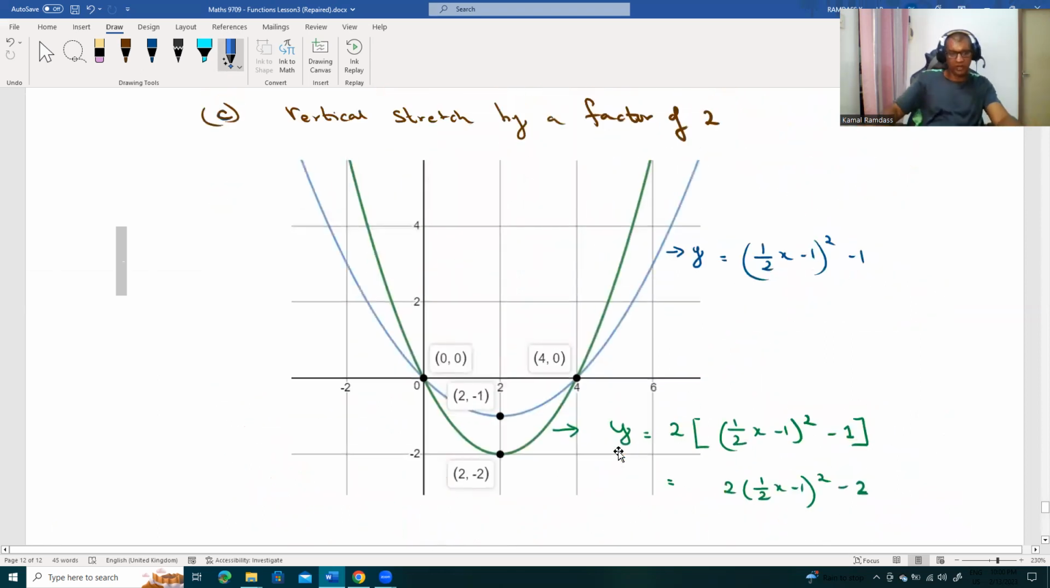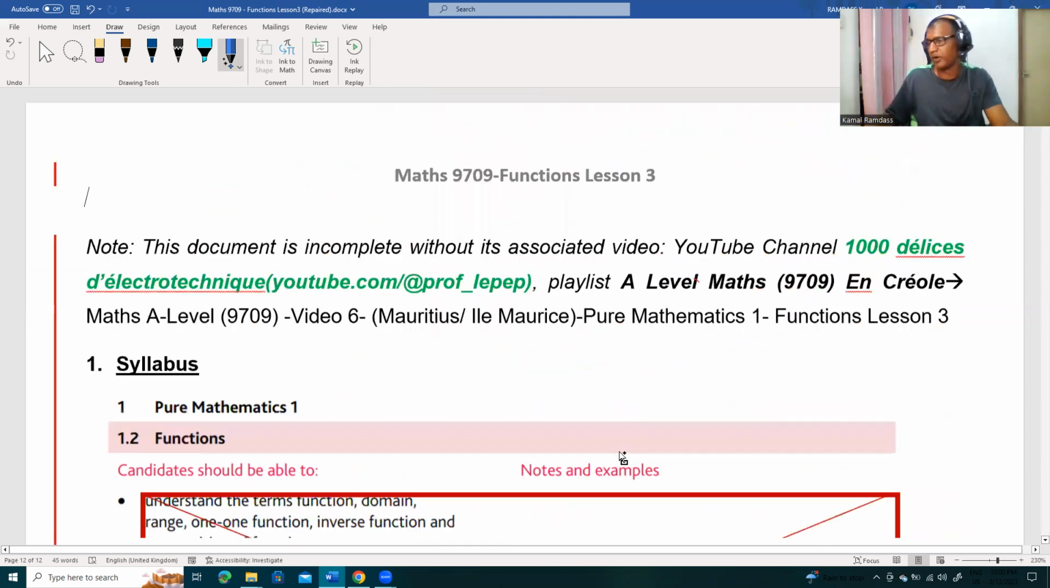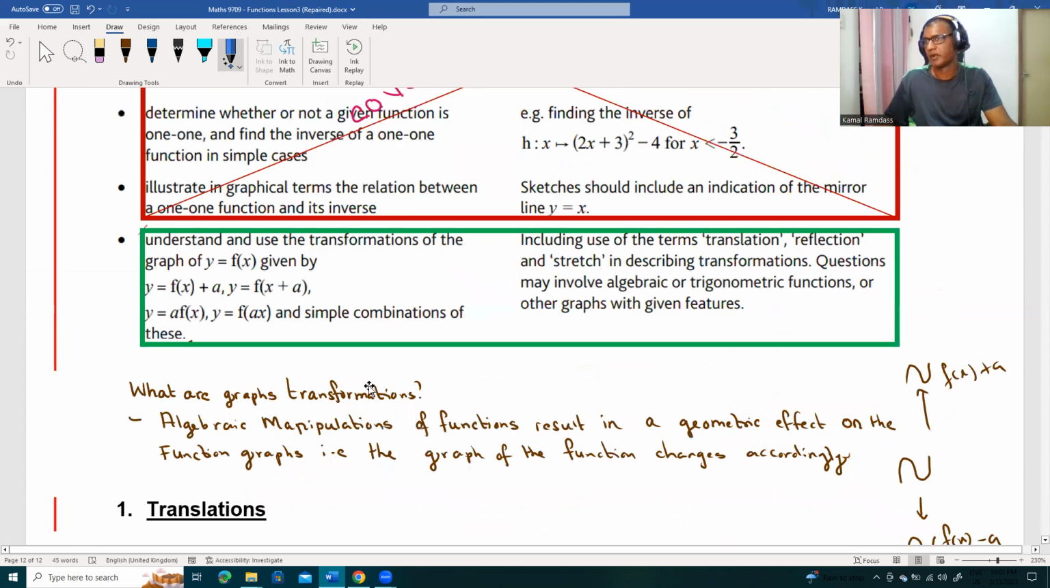Et là, maintenant, est-ce qu'on complète le syllabus? Est-ce qu'on comprend tout ça là? Bien sûr, on comprend tout ça là. Est-ce qu'on comprend translation, reflection and stretch? On comprend. Est-ce qu'on est capable de répondre à une question involving algebraic function?